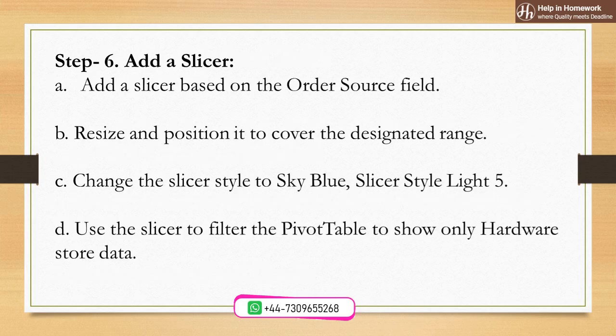Step 6. Add a slicer. A. Add a slicer based on the order source field. B. Resize and position it to cover the designated range. C. Change the slicer style to Sky Blue, Slicer Style Light 5. D. Use the slicer to filter the pivot table to show only hardware store data.